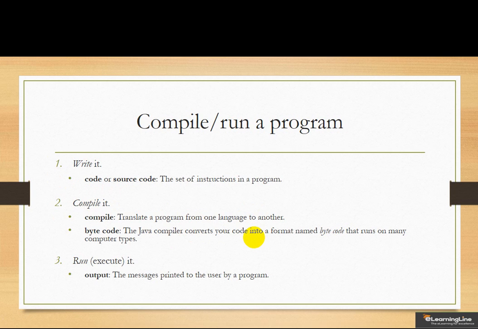Once the bytecode is generated, you are going to execute it. So your CPU will understand the bytecode, you execute the program, and you get the output. Now, the output is displayed on the monitor screen. So whatever output is there, you're going to see it on the monitor screen.